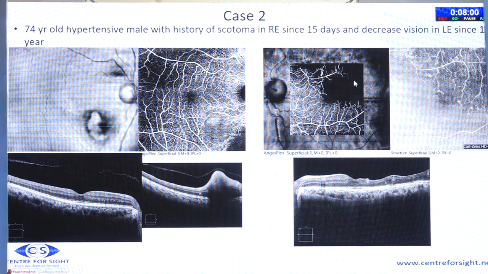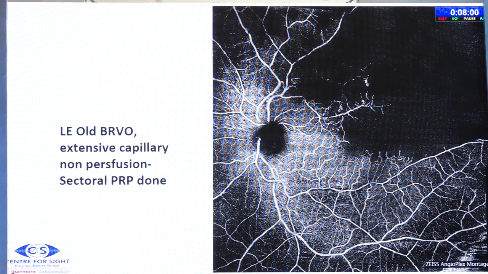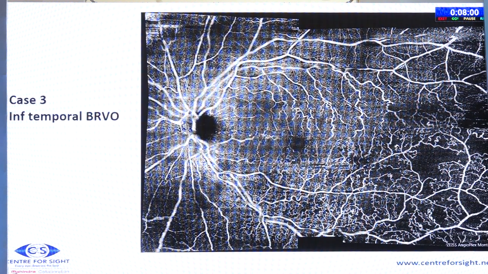There was a macular ischemia which had developed, and you can see on OCTA there is also a GCC and RNFL loss corresponding to the presence of an old BRVO. We did an 8x8 montage of the left eye of this patient, and you can see there was a huge area of non-perfusion. The superior temporal area was completely non-perfused, and there was an area of macular ischemia. This patient was advised to undergo only sectoral PRP, and the other eye was kept under observation because there was no macular edema.